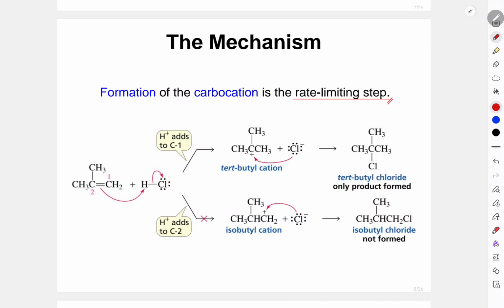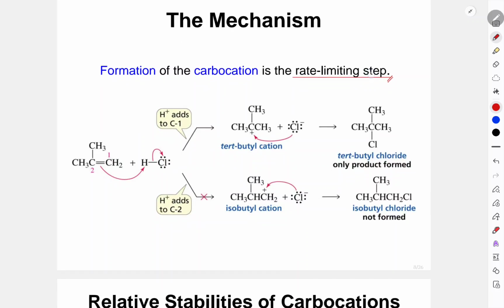You can think about the bottom case, where the proton adds to the number 2 carbon. The carbon next to it, number 1 carbon, will get the positive charge. This will be the secondary carbocation. So first proton addition, and the carbon next to it gets the positive charge. And then the second step, halide attack, will give you the corresponding product respectively.